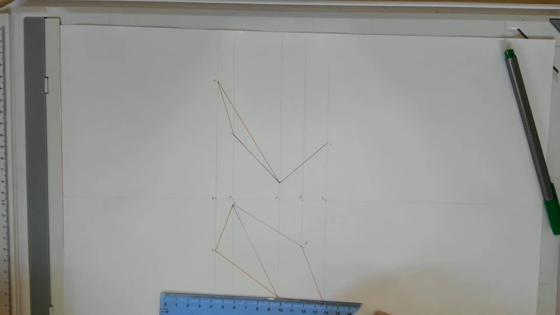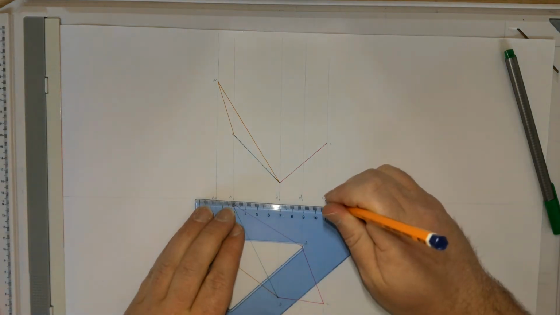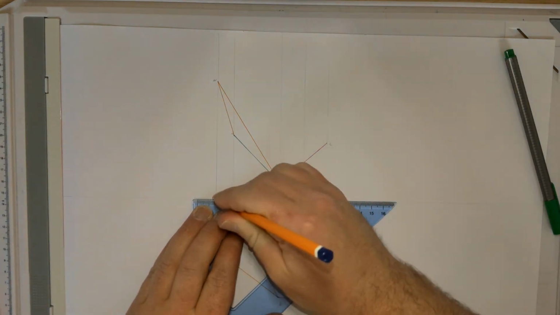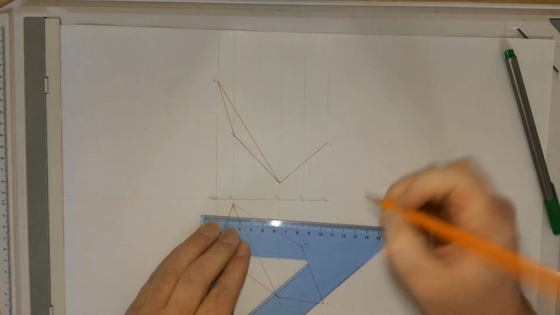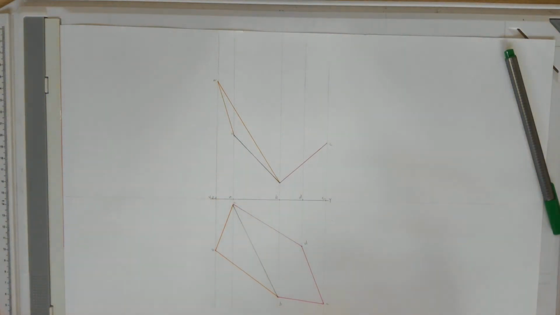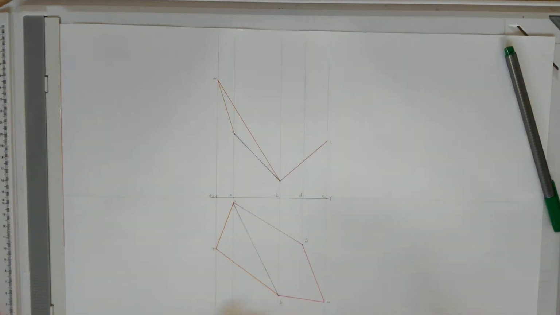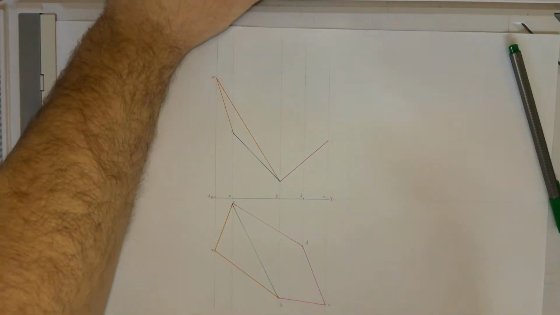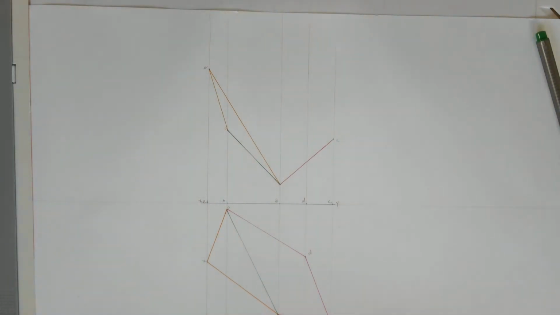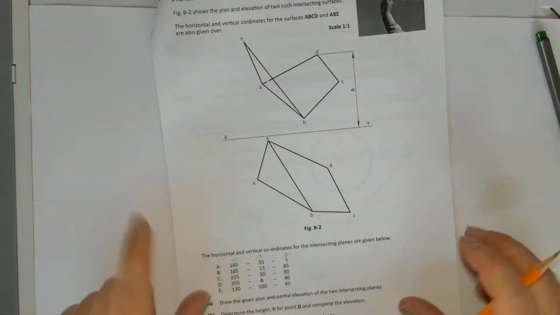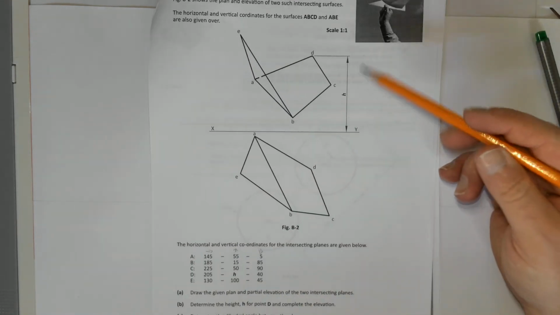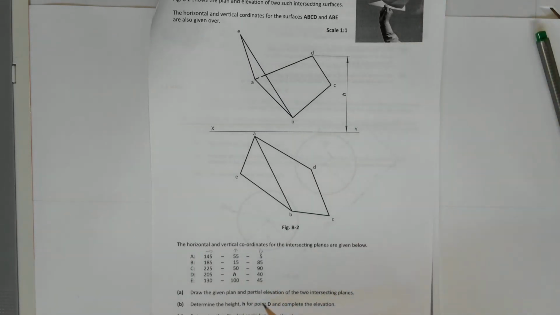And drawing our XY line in a bit heavier. XY, and there we go. There's part A complete. Now for part B. The question says, determine the height h. Determine the height h for point D and complete the elevation.